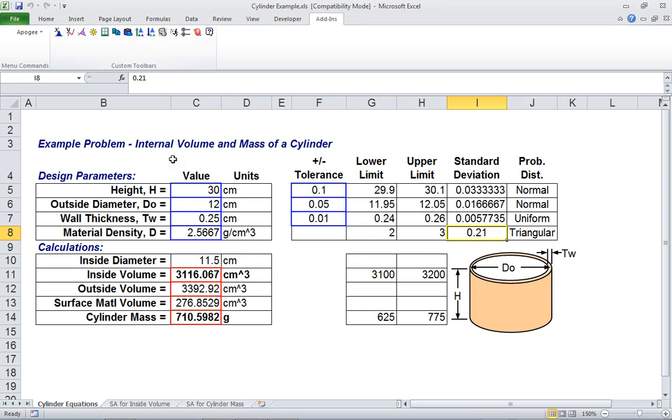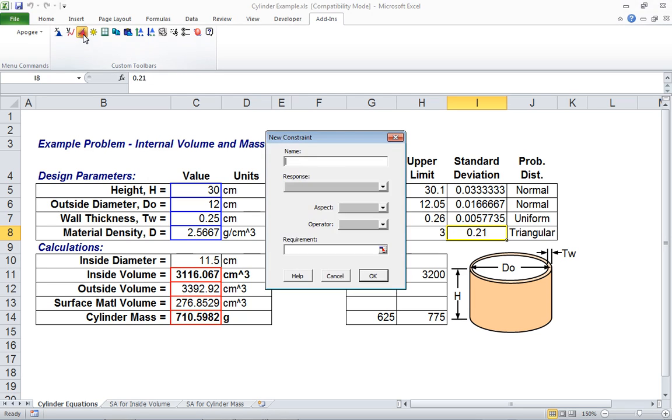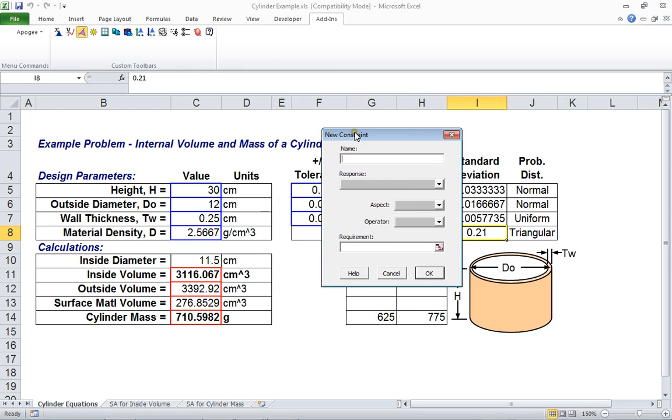To define a constraint in the Apogee Tools, you would go to this triangular bounded region icon for defining constraints. And what you can do is then define any name that you want for the constraint. A constraint would be associated with a computed response of our design. So you can pick which response you want to use here. And I'll just pick the inside volume for this particular one.